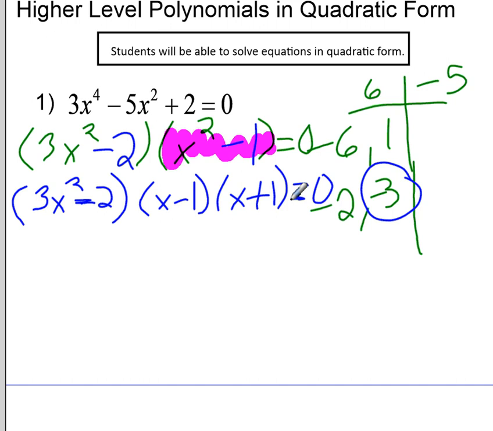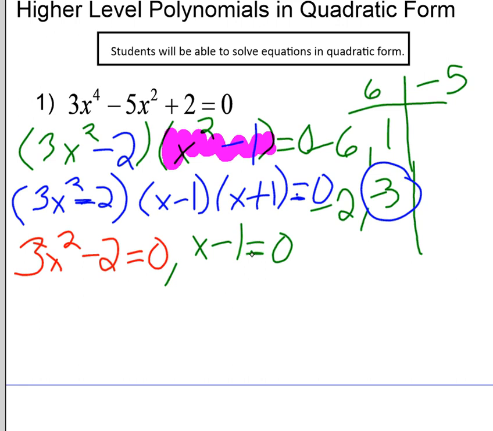Now I'm going to take each factor and set each factor equal to 0. So 3x squared minus 2 equals 0. x minus 1 equals 0. And x plus 1 equals 0. I'm going to have to solve 3 separate equations.